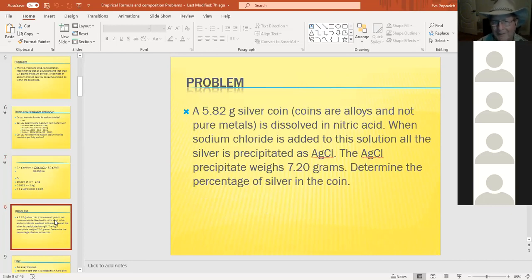I am. I have a silver coin that weighs 5.82 grams. Remember, coins are not pure metals. What I do is I take that silver and I dissolve it in nitric acid. Then I add sodium chloride and I get all of the silver to precipitate out as silver chloride. I then gather all the silver chloride, dry it down, and find that it weighs 7.20 grams. I need you to determine the percentage of silver that's in the coin.